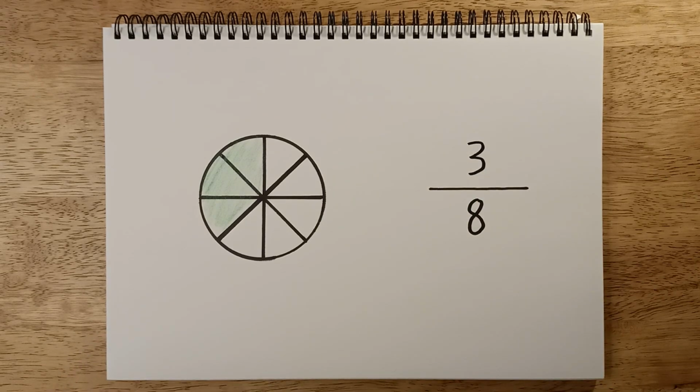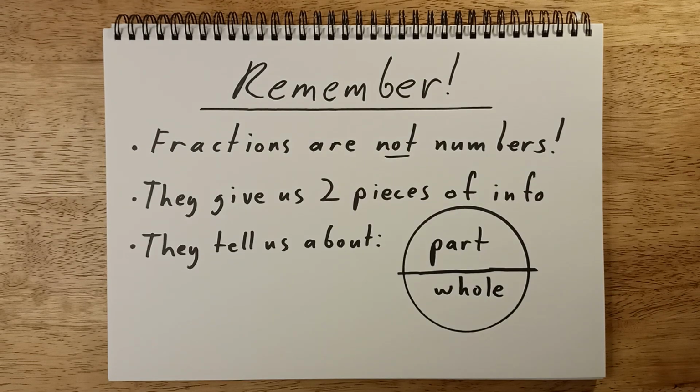In all cases, the fraction describes how many parts are in the whole and how many parts we are working with. So remember, fractions are not numbers. They give us two pieces of information, and they tell us about the part and the whole.